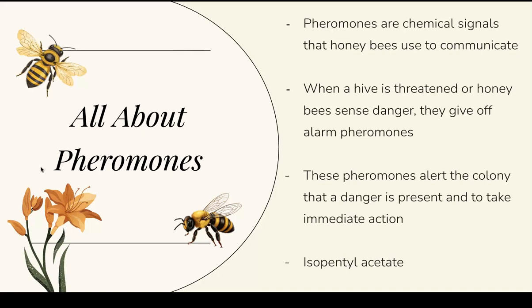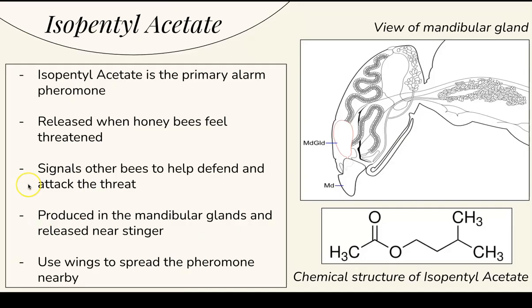We're going to take a close look at an alarm pheromone known as isopentyl acetate. Isopentyl acetate, also known as IPA, is the primary alarm pheromone in honeybees. It is released when a honeybee feels threatened, and it signals other bees to come help defend and attack the threat. IPA is produced in the mandibular gland and is released near the stinger. Honeybees will use their wings to spread the pheromone nearby to alert their hive mates of a threat.